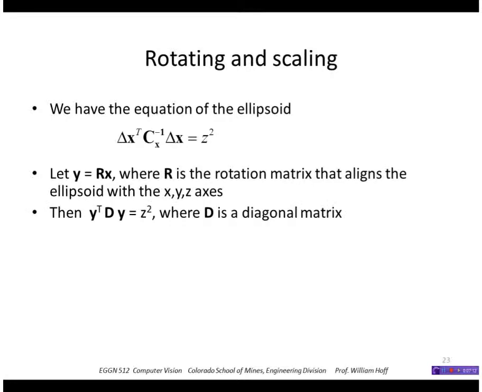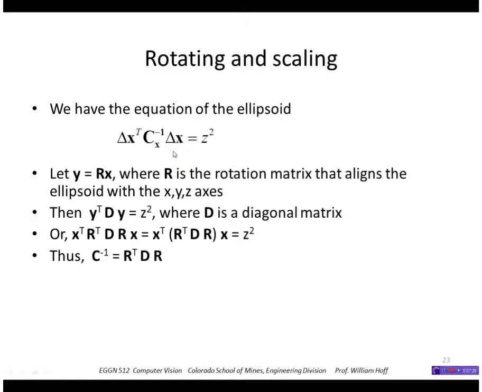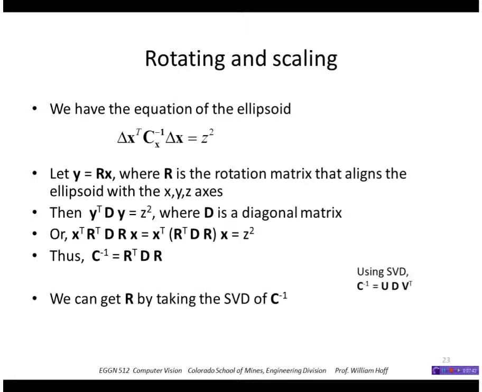If we did that, then this equation would become this, where D here would be a diagonal matrix. Or plugging in for what Y is, I would get this here. So if I compare this equation to the one up here, I see that the C inverse is just equal to R transpose D times R. So I just need to find these values of D and R from C. I can do that by taking the singular value decomposition of C inverse. That yields a diagonal matrix and these orthogonal matrices U and V.